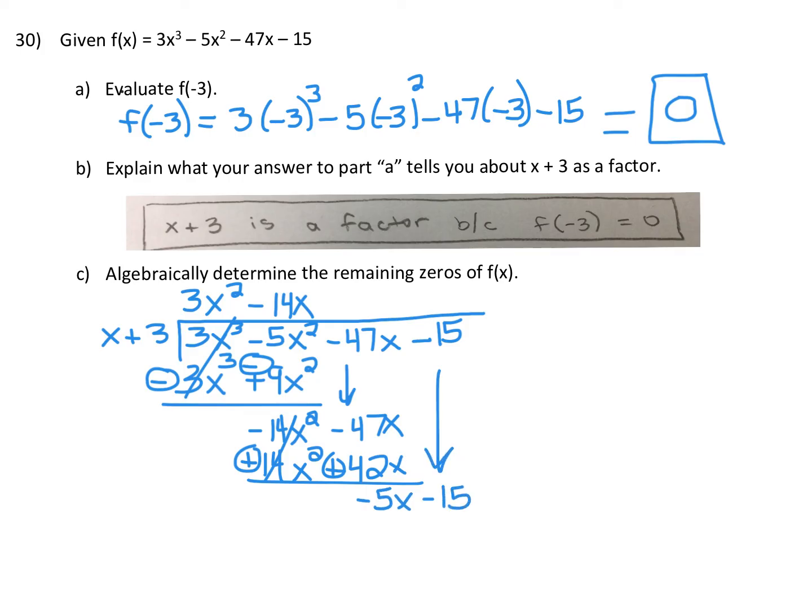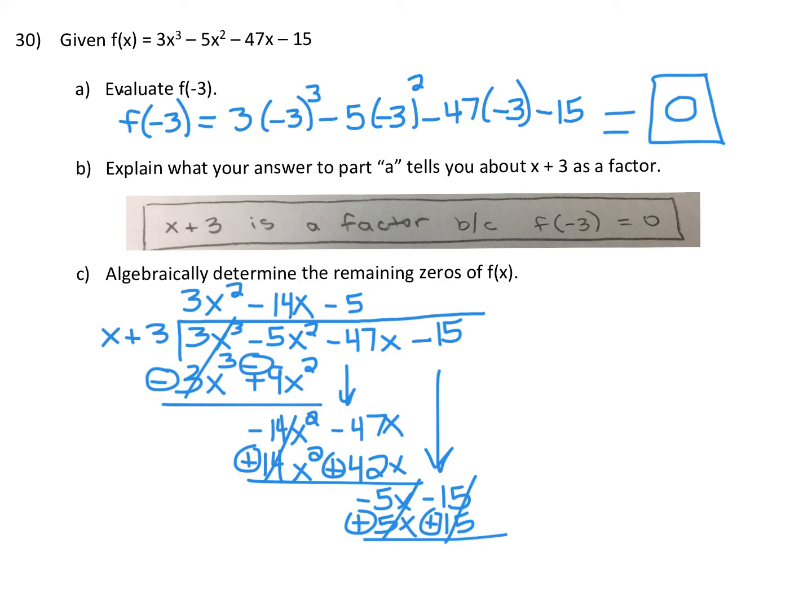And the last step of this, what do we multiply x by to give us negative 5x? Negative 5. So then negative 5 times x is negative 5x. And then negative 5 times 3 is negative 15. And look at this, when we change our signs, this works out perfect, okay? Everything cancels, and that's exactly what we wanted to happen. Now, basically they want us to find the remaining zeros.